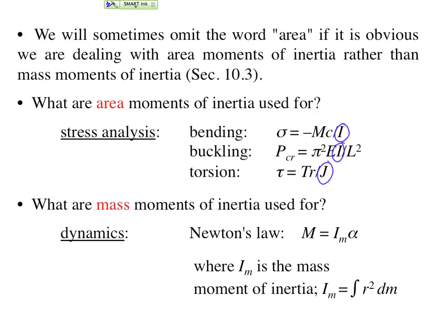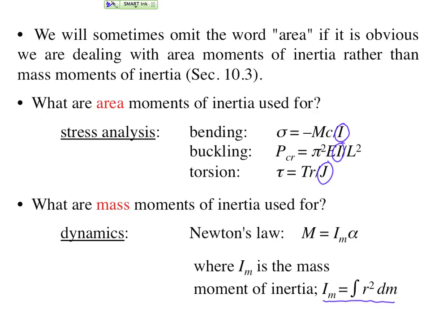What are mass moments used for? As previously mentioned, mass moments of inertia provide the resistance of a body to the acquisition of angular motion. The expression shown here is a little misleading in that it appears to be a scalar equation with a single moment, a single angular acceleration alpha, and a single mass moment I sub m, but we'll remedy that in section 10.3. The point is that a definition of mass moment looks very similar to the definition of an area moment, with an integrand that scales with distance squared.